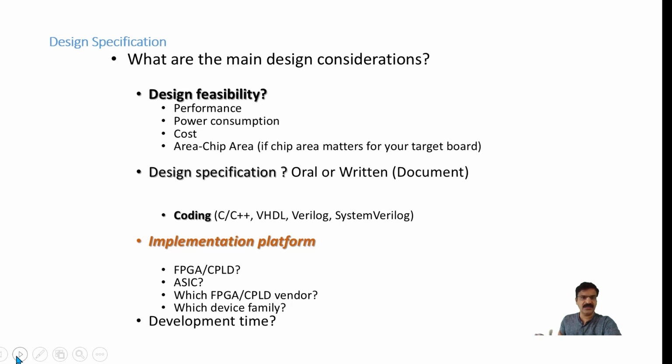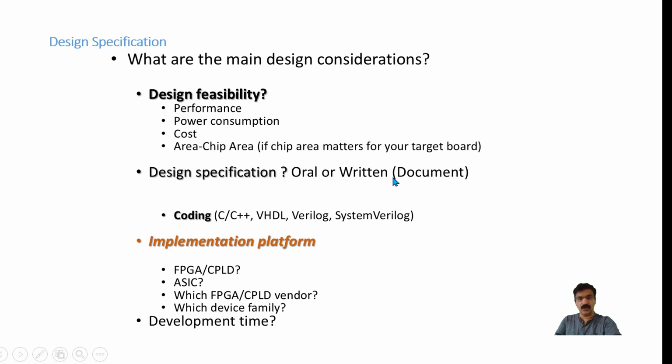So design specification, what are the main design considerations? Design feasibility, its performance, power consumption, cost, chip area. If chip area matters for your target board, because whenever we do an FPGA emulation, finally the target will be an ASIC. So if you have a chip area constraint on that, you have to take that also into consideration when you emulate it on an FPGA.